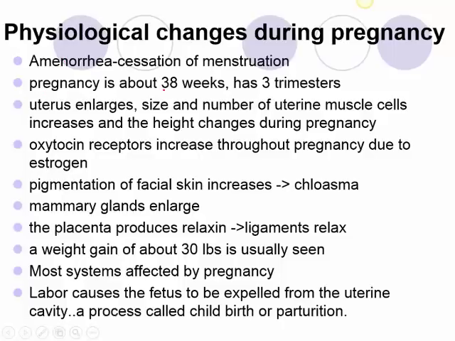Pregnancy is approximately about, we say 38 weeks to 40 weeks. It has 3 trimesters, okay? The first is the first 3 months, second is the 4th, 5th, and 6th, and the last trimester is the 7th to the 9th month.